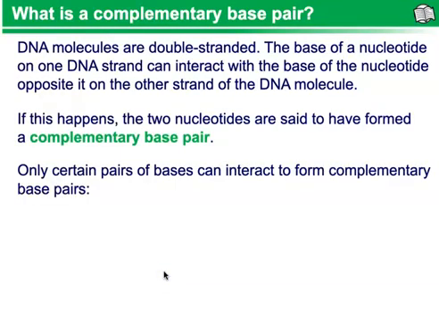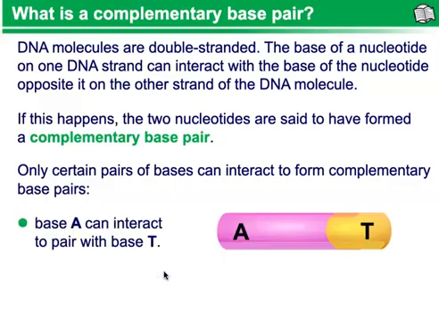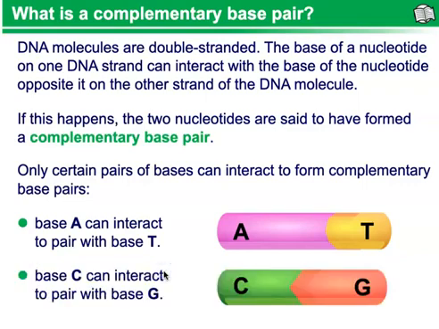Only certain pairs of bases can interact to form complementary base pairs. Base A can interact to pair with base T. Base C can interact to pair with base G. And that is the only arrangement that can happen. As a reminder, A means adenine, T means thymine, C means cytosine, and G means guanine.